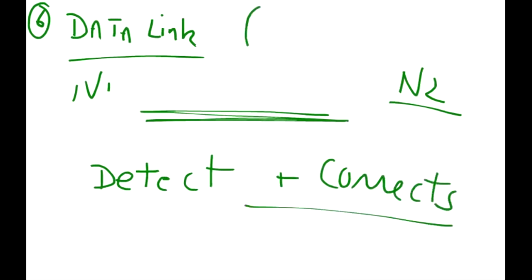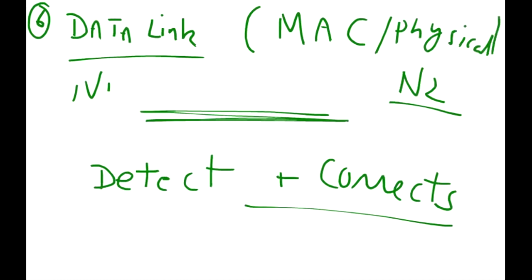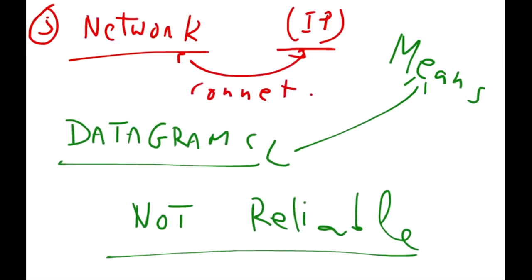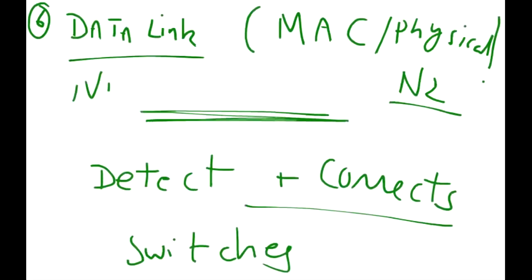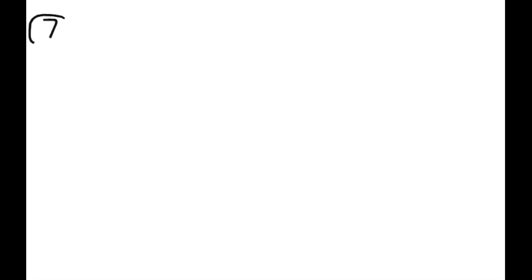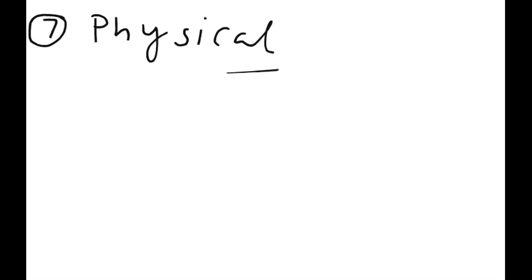And at the data link layer, the system assigns MAC or physical addresses to the packets. And our switches work at the data link layer, and usually our routers work at the network layer. And on the bottom, we have got the physical layer in the OSI model.